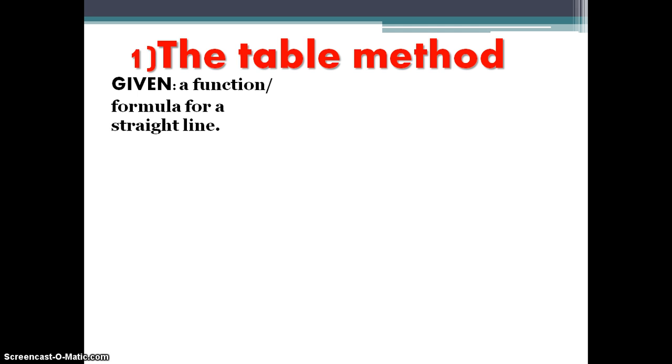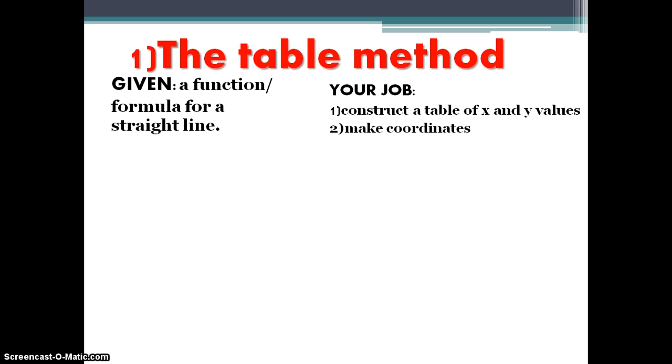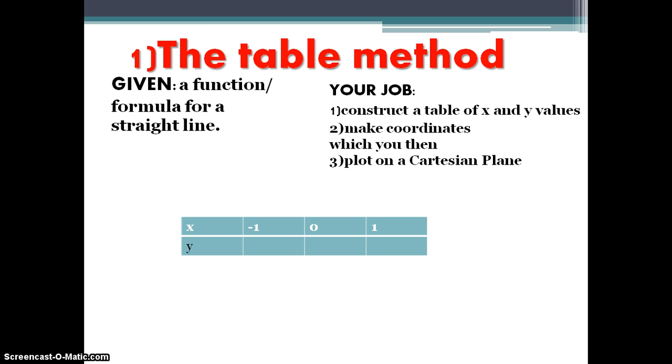What you'll be given is a function, which is the formula for a line. In our case it's always going to be a straight line. Your job is to construct a table of x and y values. From this table you'll find coordinates, and these coordinates you will then plot on a Cartesian plane. So we only need you to find 3 coordinates.